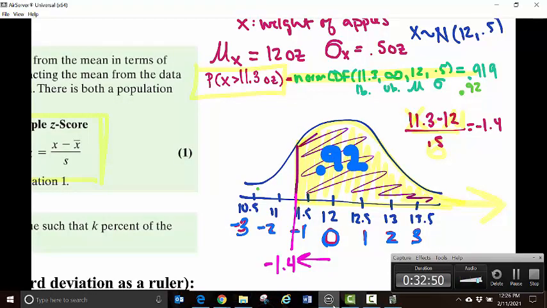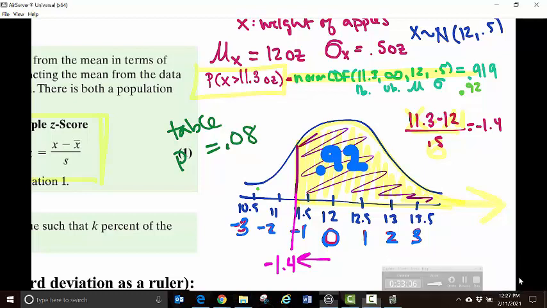The table said it's a probability of 0.08. Why doesn't that match, and what did we just get? Exactly. The table only goes to the left. So it gave you the probability of being negative 1.4 or to the left. So it gave you this 8%. You would have had to subtract that from 1 to get the answer of 92.